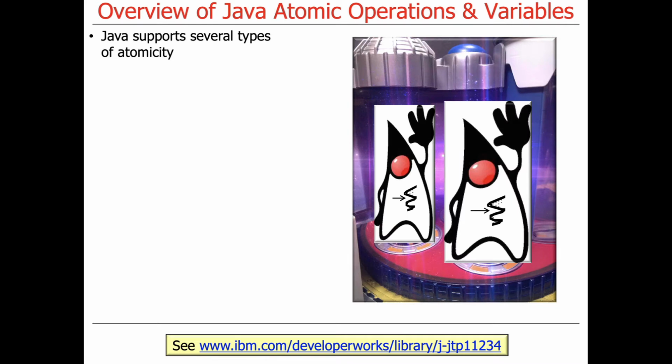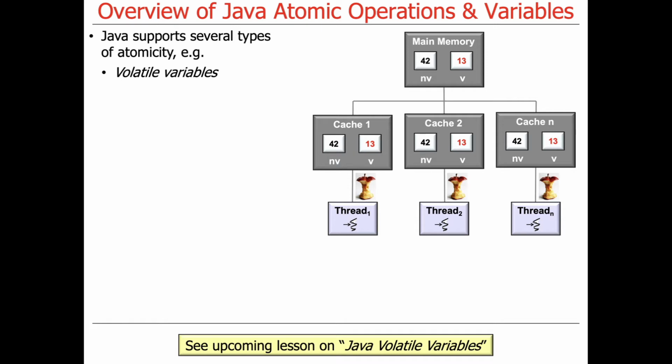So there are several types of atomicity in Java. The first type, which is the simplest but also the most efficient, is so-called volatile variables. Anybody here who has ever programmed in C or C++ has probably heard the term volatile, but that is not at all what we're talking about. If you know C and C++, erase that knowledge from your brain when we're talking about Java, because they have nothing whatsoever in common.